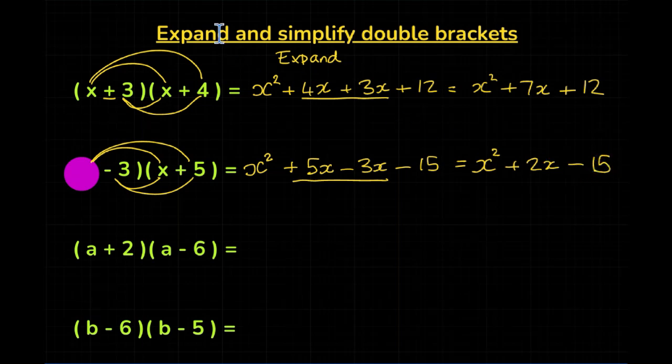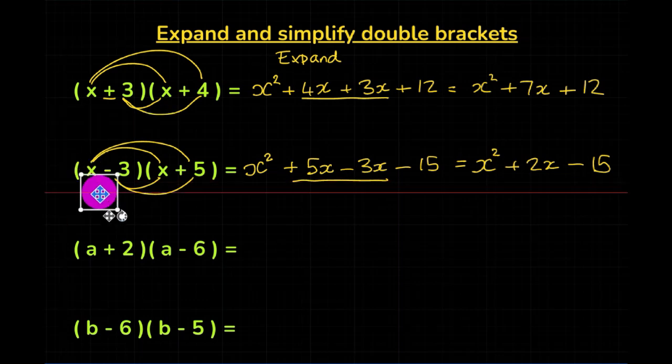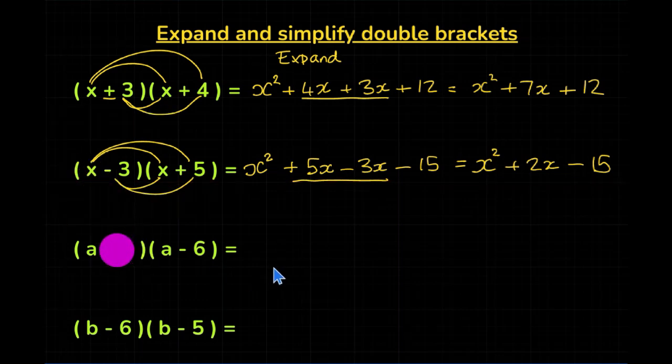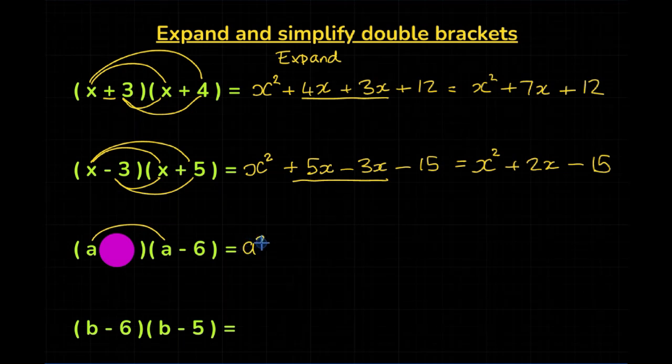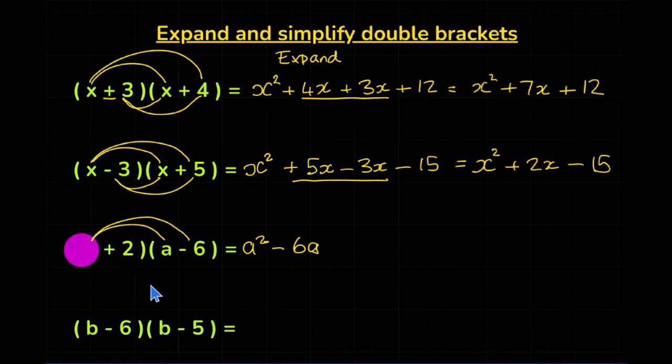Okay, example 3 then. Let's move my finger again, or your finger and my purple dot. So we cover up the number, just left with the letter. And a times an a is a squared. And a times a minus 6 is minus 6a. We can now move our finger, or my purple dot. We're left with a plus 2. So plus 2 times a is plus 2a. And plus 2 times minus 6 is minus 12.